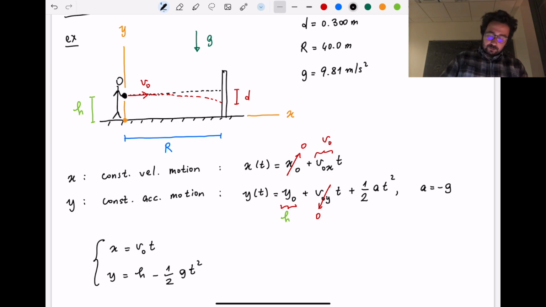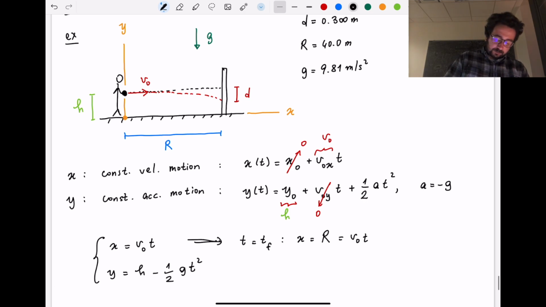Now let us consider the x equation, and let us focus on the point when this arrow hits the target. So at the end of the motion of this object, let's say when t is equal to t flight or t final, we will have x equal to r. So okay, we have r equal to v0 times t final. We can solve this for t sub f, and we find r over v0.